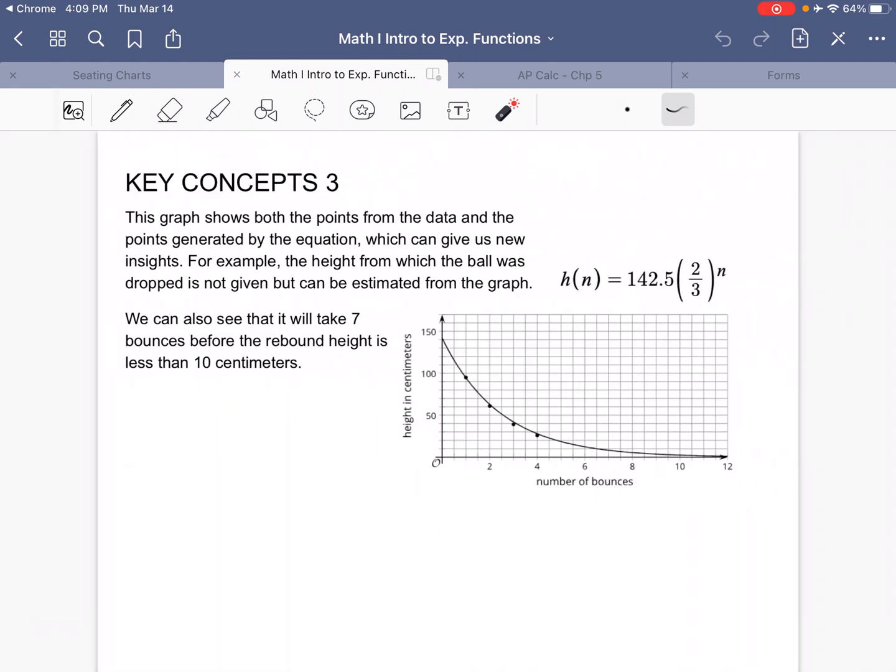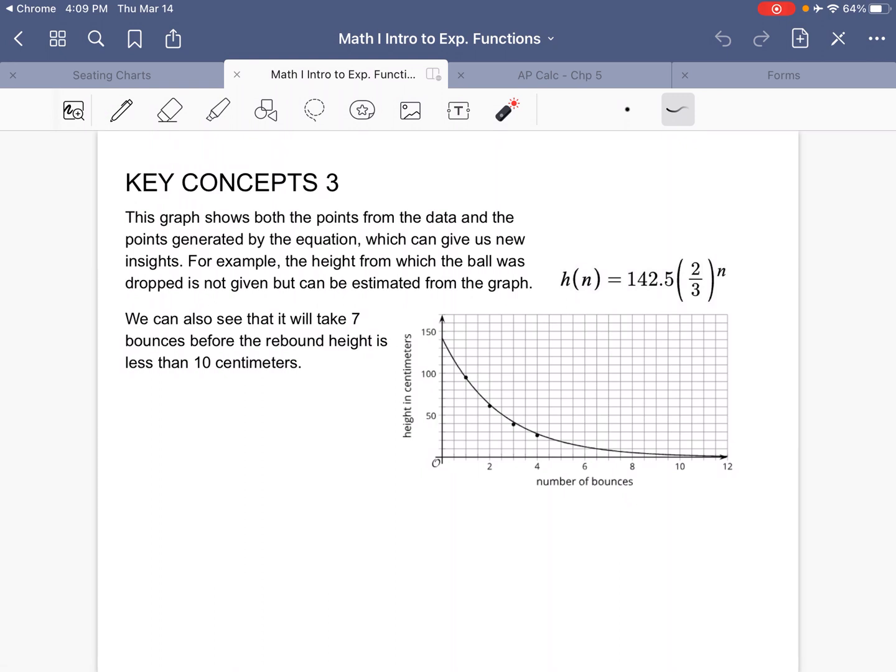The graph shows both the points from the data and the points generated by the equation, which can give us new insights. For example, the height from which the ball was dropped is not given, but can be estimated from the graph. We can also see that it'll take 7 bounces before the rebound height is less than 10 centimeters.